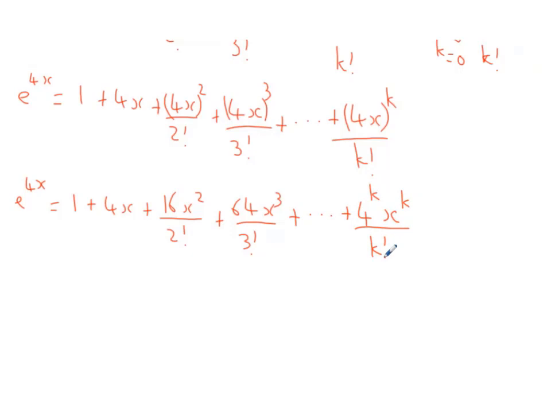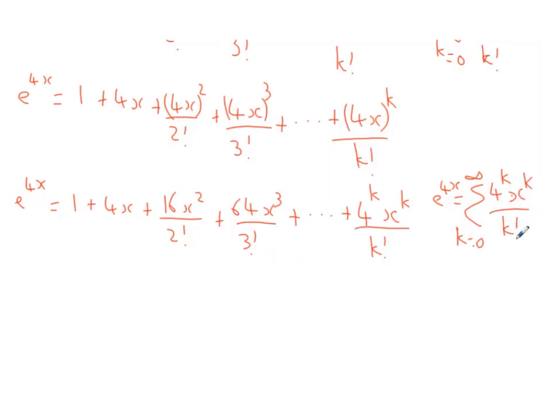factorial. So I should have left myself a little bit more room. See if I can squeeze it in. So e to the 4x equals the sum from k equals 0 to infinity of 4 to the k x to the k over k factorial.